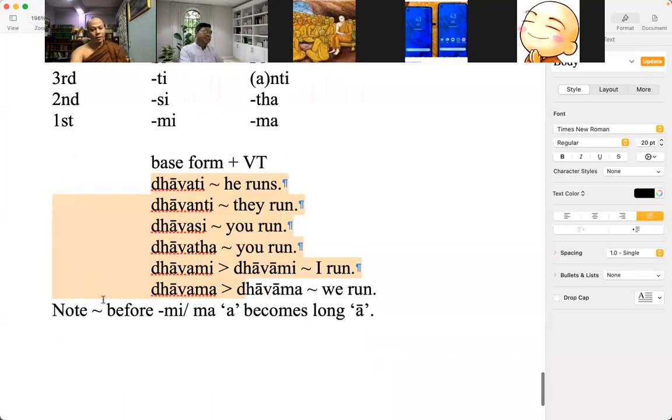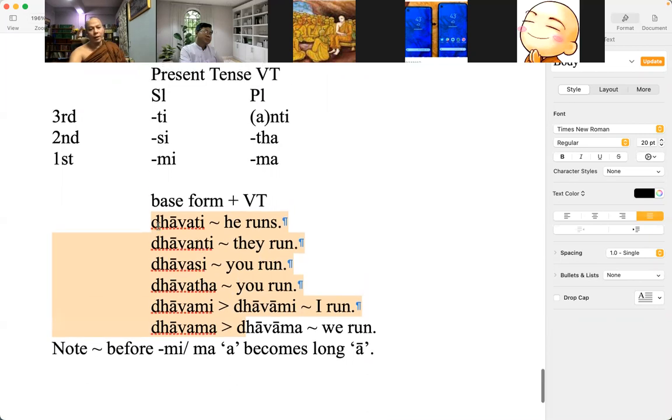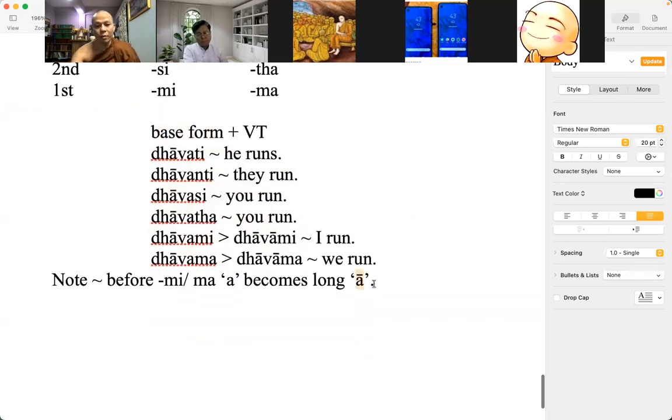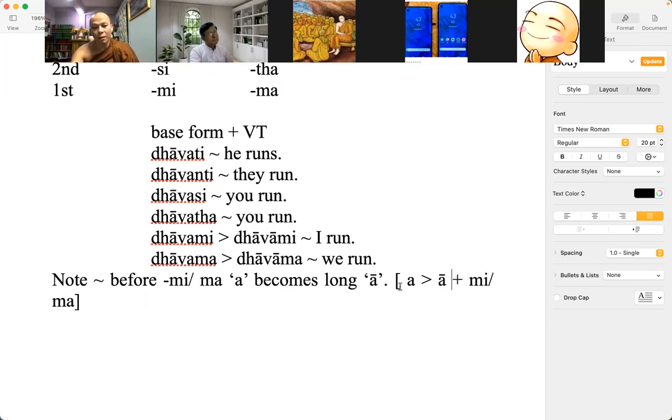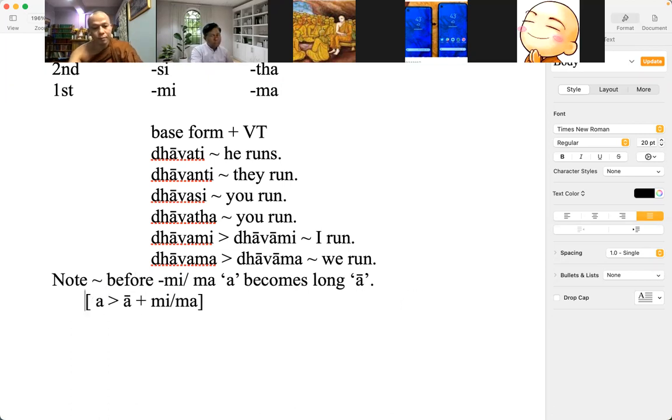And then one more piece of information is here. Why add the verb termination to the verb base? So when we see mi, ma as the verb termination, and before the mi, ma, when we see a, then that a becomes the noun. Okay, so to remember that point, we see a before the mi or ma, so this becomes a noun. This formula, please note it.